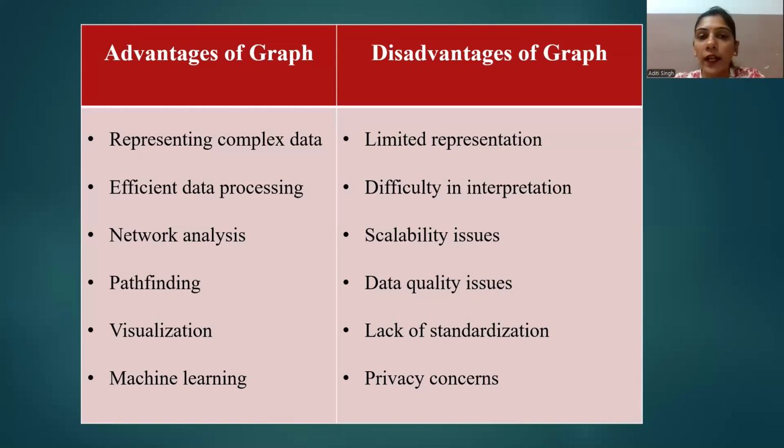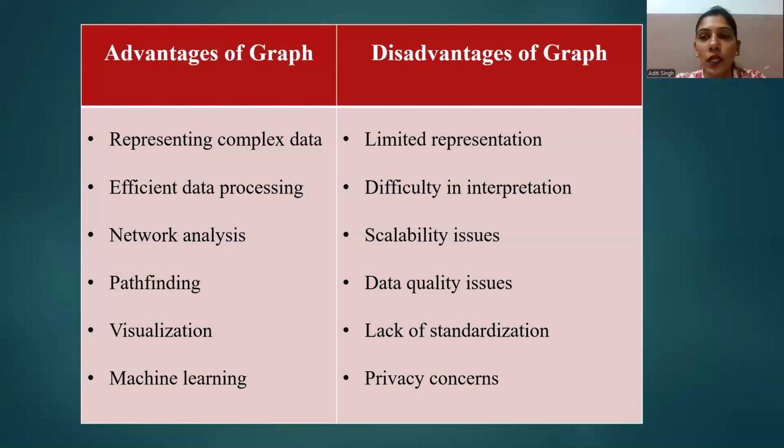After that, path finding. Basically, graphs shorten the path distance between two points. This is a common problem in computer science, logistics, and transportation planning. It shortens the path between two points. This is how it helps in path finding also.